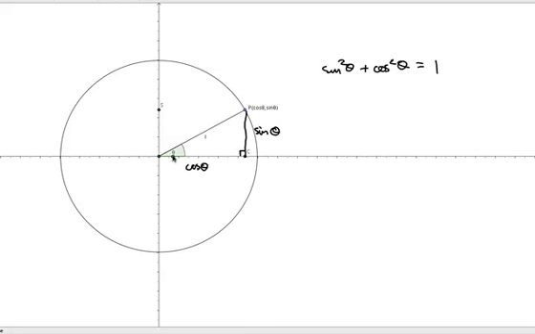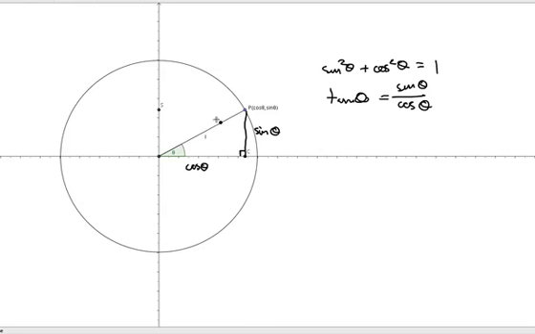Also the tan of theta, remember from SOHCAHTOA, the tan is TOA, opposite over adjacent. That would mean the tan of theta is sine theta over cos theta. Tan theta is equal to sine theta over cos theta. Again, a basic definition in trig. You should know this.